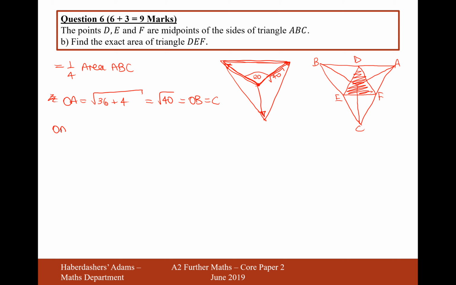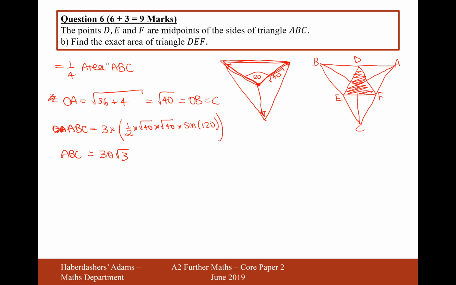So the triangle ABC is equal to 3 times a half ab sine C. So half root 40 times root 40 sine 120. So therefore the area of ABC is going to equal, let's do it on the calculator then, 3 divided by 2 times 40 times sine 120, and that gives me 30 root 3.